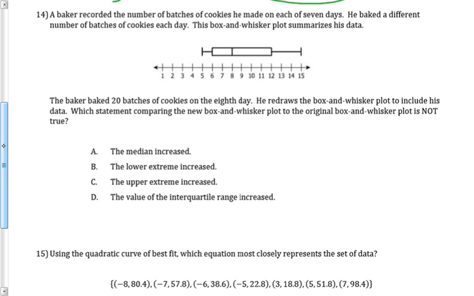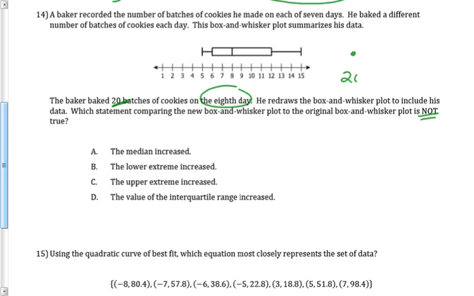Number 14, we've got a box and whisker plot to represent the batches of cookies that this baker's making over 7 days. On the 8th day, he bakes 20 cookies. We're going to redraw the box and whisker plot to include this data. We're looking for which one of these options is not true. So if he makes 20 batches of cookies, that's somewhere over here.